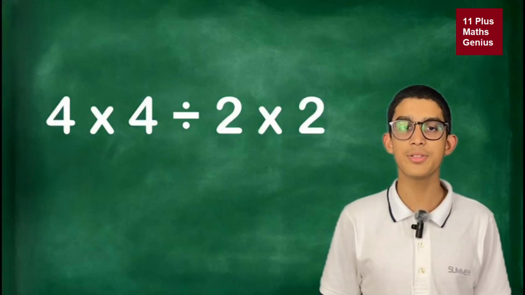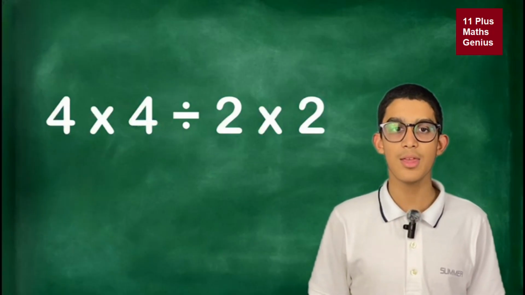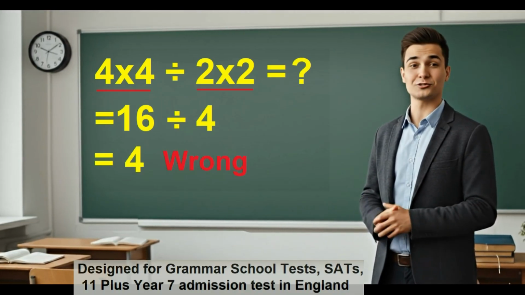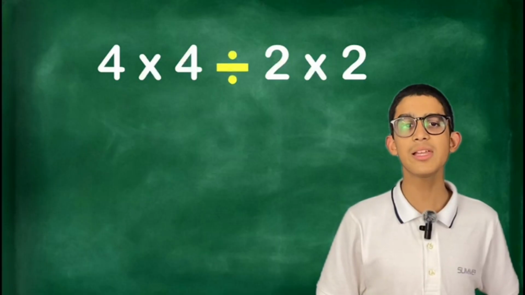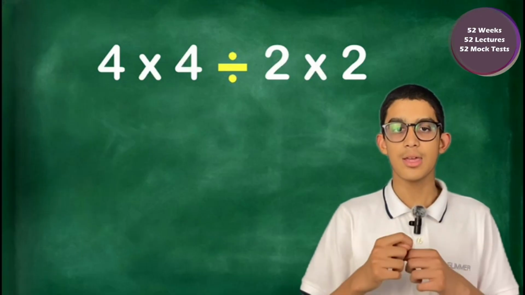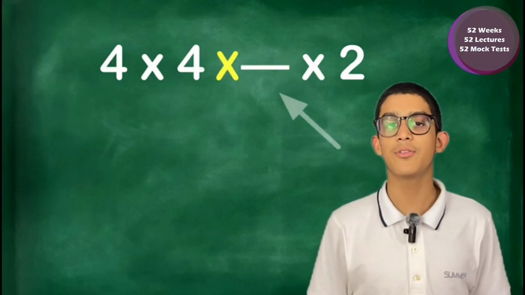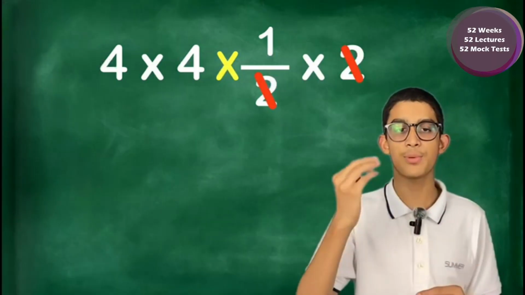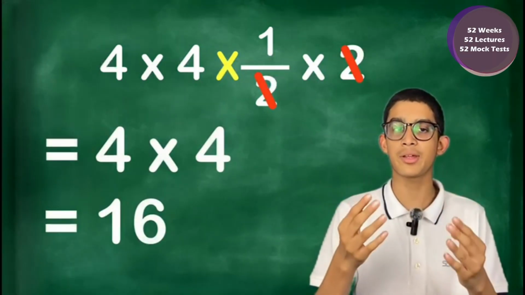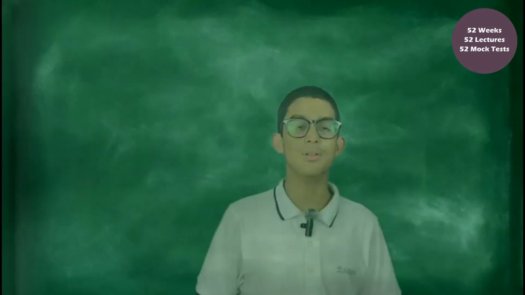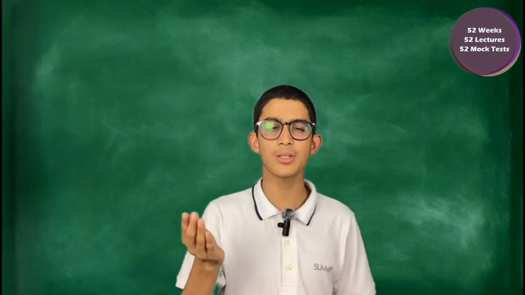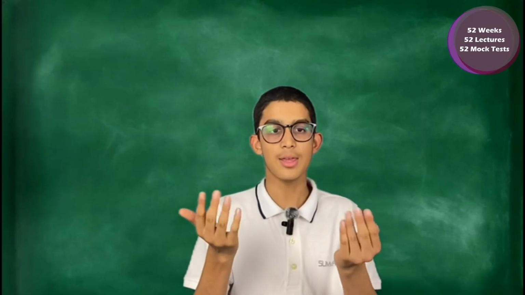4 times 4 divided by 2 times 2. If you multiply 4 by 4 and 2 by 2 and then divide 16 by 4, the answer is 4, which is incorrect. Let's change the division sign. 4 times 4 times half times 2. Now cross out 2 and multiply 4 by 4. It's 16. Now you know the best trick to avoid confusion. Which operation do you do first, multiplication or division?